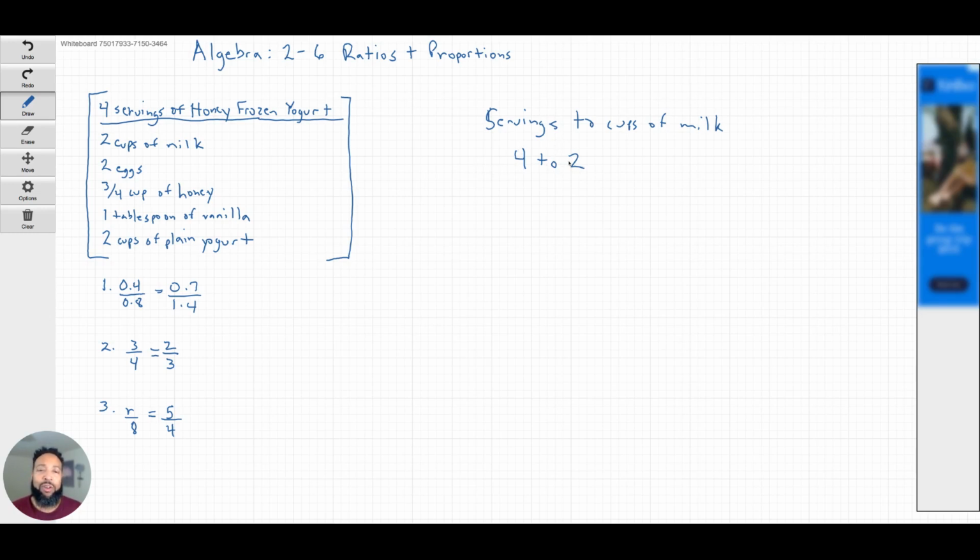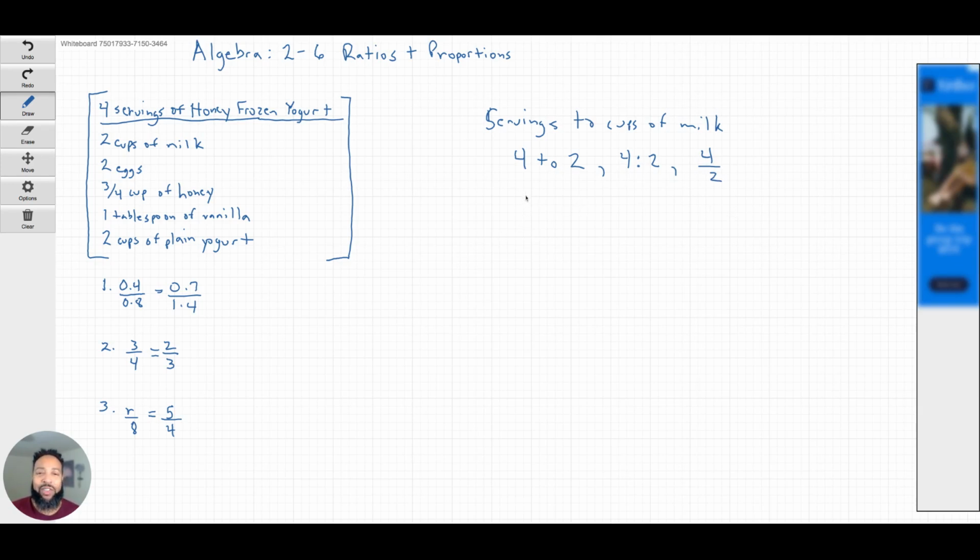So in this example, for every 4 servings, there's 2 cups of milk. So there's 4 to 2. You can write it that way, or you can write it this way, 4 over 2. Or like I said, 2 numbers compared by division, 4 to 2, 4 over 2. You see how that works?